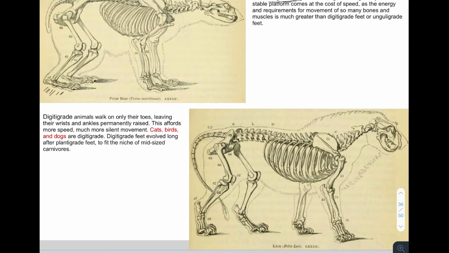When we look at digitigrade animals, we see examples are cats, birds, dogs. These are digitigrade animals. And notice that here is an example of a big cat with only the digits making contact right there with the substrate. And so what we're gaining here is speed. Speed is gained as you go to your digits.